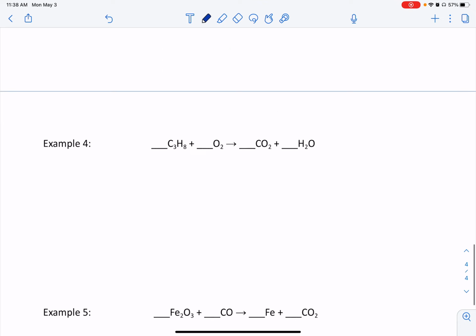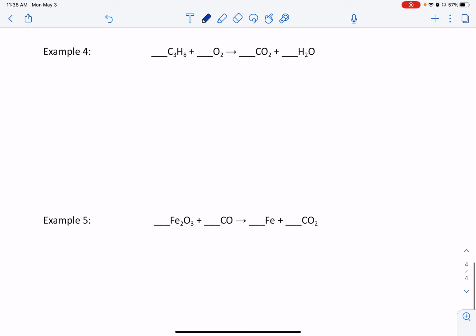All right, let's look at a fourth example here. And we have C3H8 plus O2 yields CO2 plus H2O. Okay? Same process all over again. We're having a C, an H, and an O. Okay? Let's count how many of each. I have 3 carbon on the left, 1 on the right. 8 hydrogen on the left, 2 on the right. 2 oxygen on the left, 2 plus 1 gives me 3 oxygen on the right.